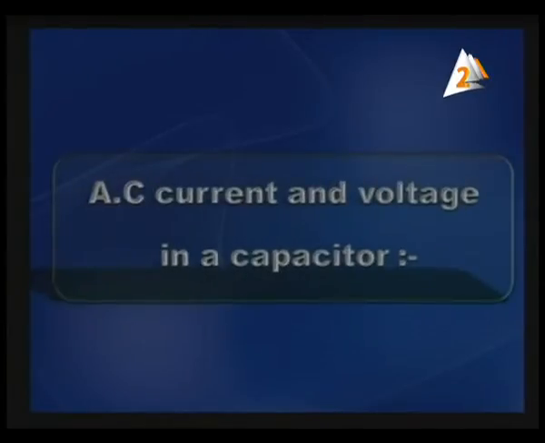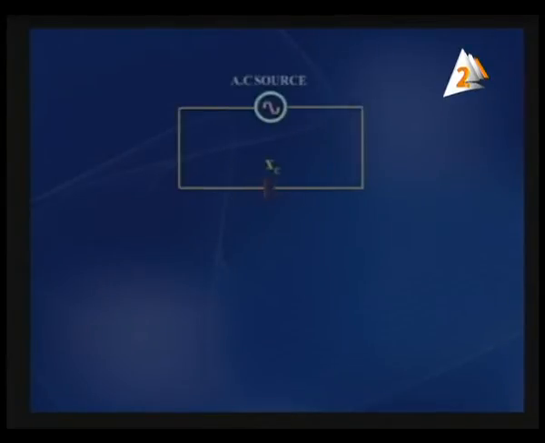And now, AC current and voltage in a capacitor. Okay, in front of you we've got a circuit that contains an AC supply and a capacitor. Reactance of the capacitor is denoted by XC. We call it capacitive reactance.